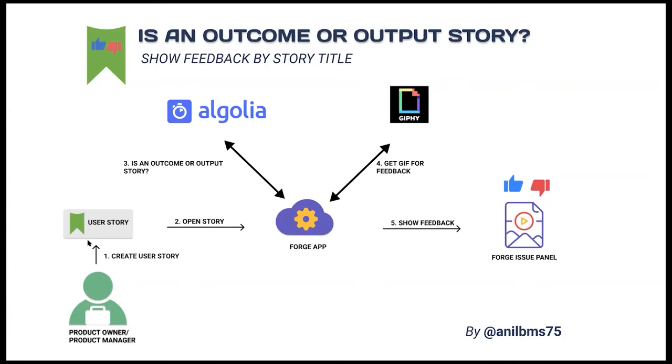So what I did was, in Jira, there is an extension point. Jira Forge provides you an issue panel area in the Jira user story page, where I can run my application, which uses some search services to see if it's an outcome story or an output story. And based on that, I get a GIF image from the Giphy API service, and I show it in the user story ticket. And you can see whether it's a good story or a bad story to consider.